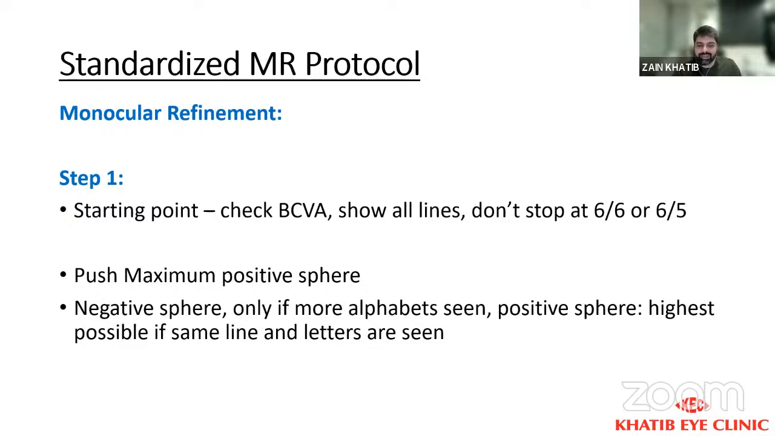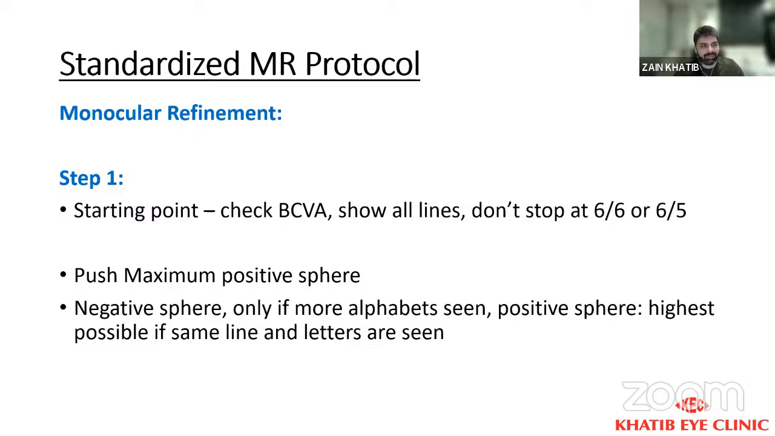And just to see if they're accepting a little more, you can change it to -3 and ask them, are you seeing more letters with this? If they are not seeing more letters with the minus, then you go back to the standard refraction, that is your 2.75. This is how you try to push maximum positive sphere. So you push positive sphere. If they are not accepting, then you go towards making it more negative. This is your first step of trying to disaccommodate the refraction.